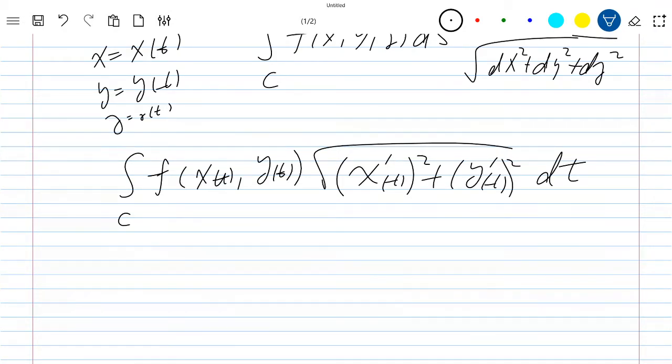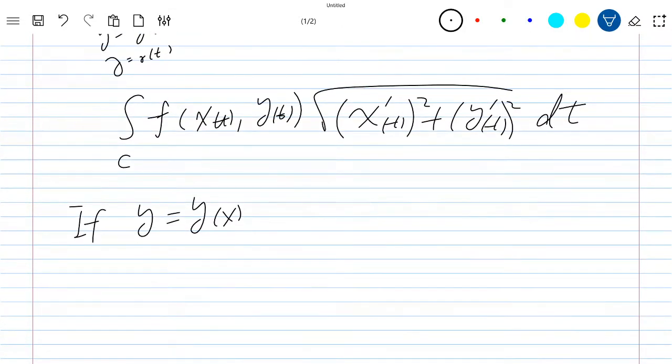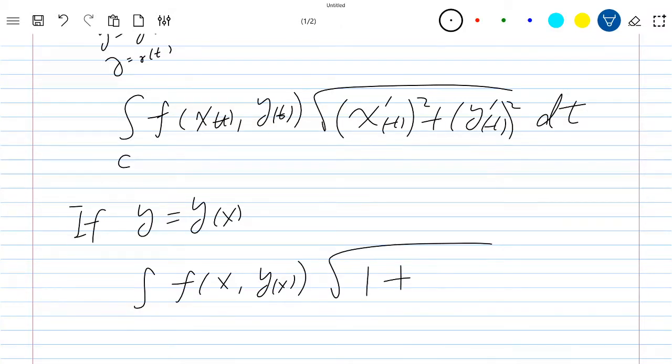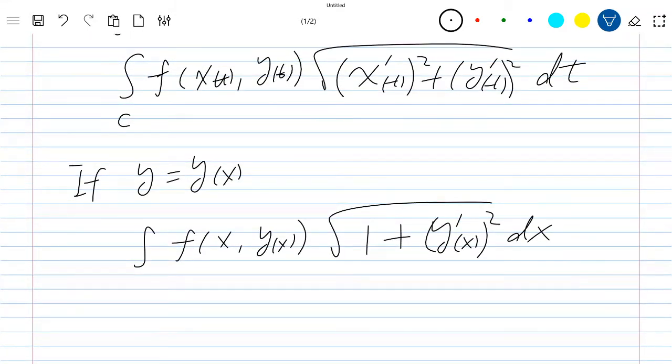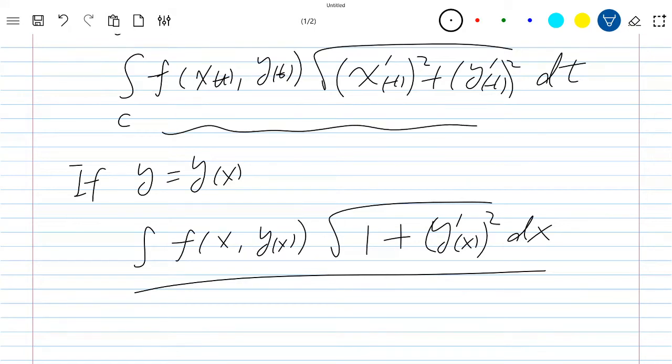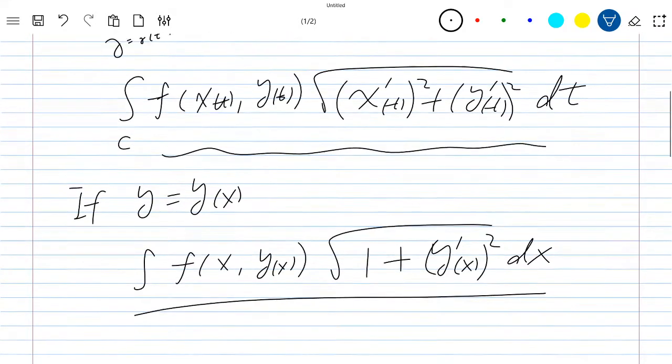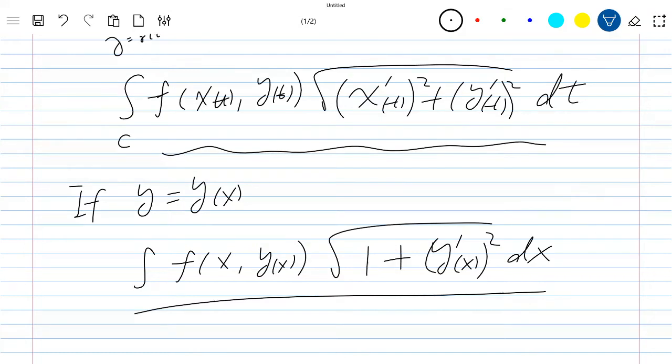And in the special case that y is given as a function of x, then the integral is particularly simple, because this is just y, a function of x, and since the parameter is x itself, this is just 1, and this is y prime of x, and the integration is over x. So in the special case that the parameter is x, this is the simpler formula, otherwise it's the more generic formula. And if it's 3D, then you just add z in the square root.